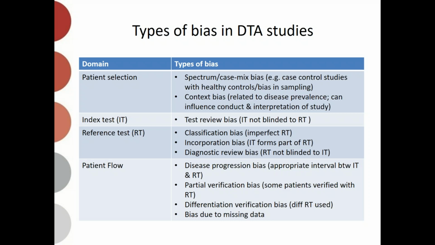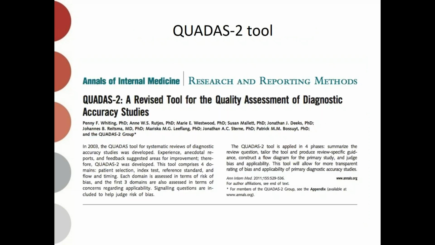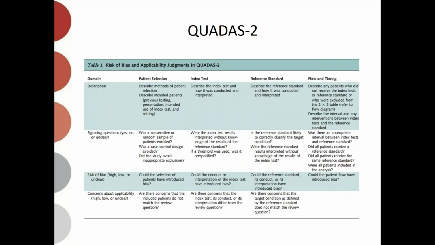There's a tool that has been introduced to put all these sources of bias into perspective, known as QUADAS-2, the Quality Assessment Tool for Diagnostic Accuracy Studies, and this is what's recommended for diagnostic accuracy reviews. So when you're designing your DTA review, please have this tool before you. And it normally summarizes the type of questions that you're expected to ask in each of the domains. And these are the signaling questions highlighted here.